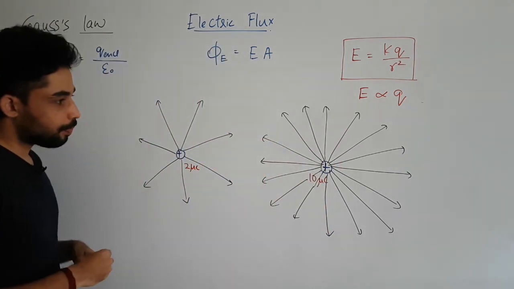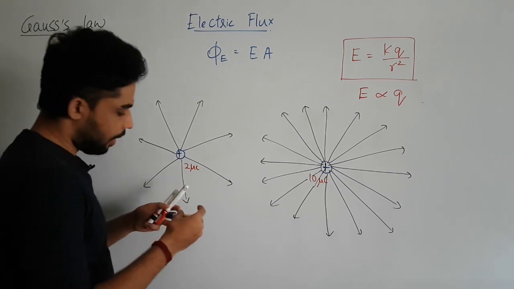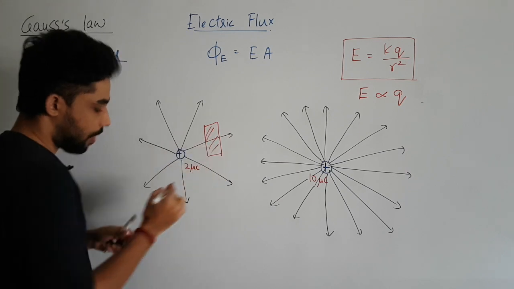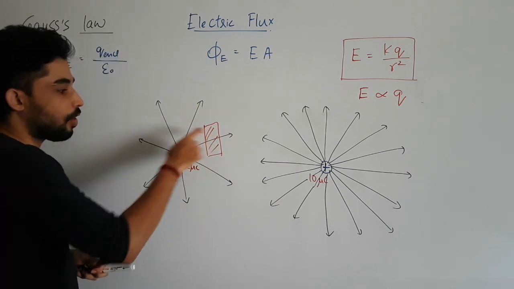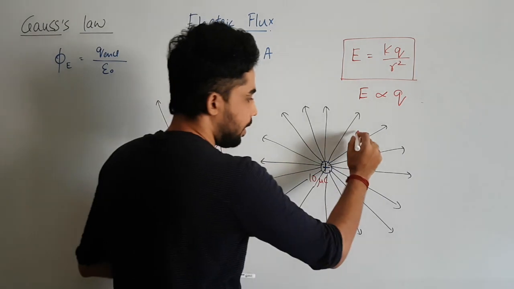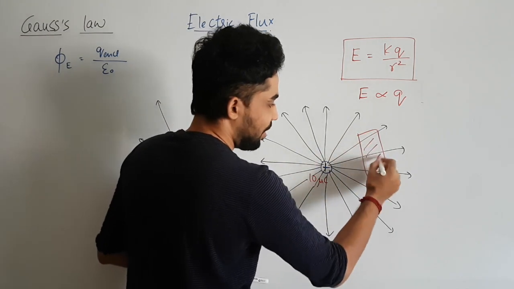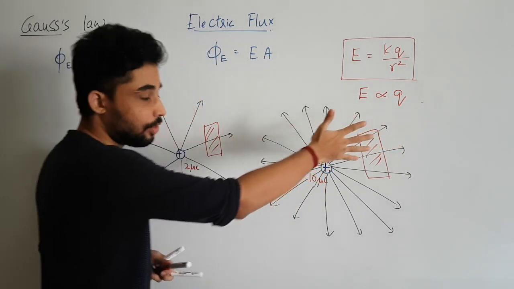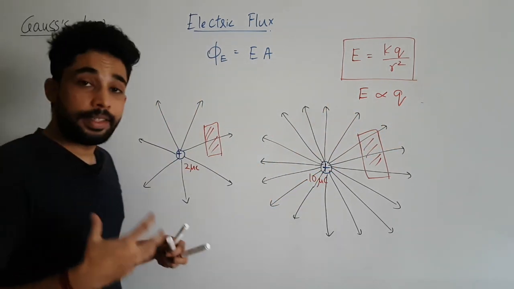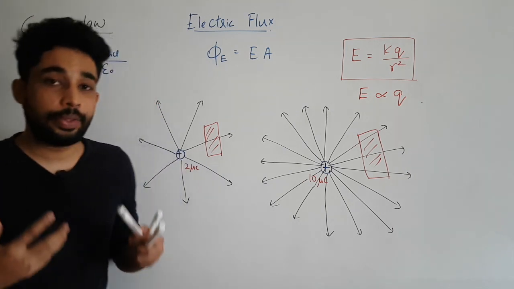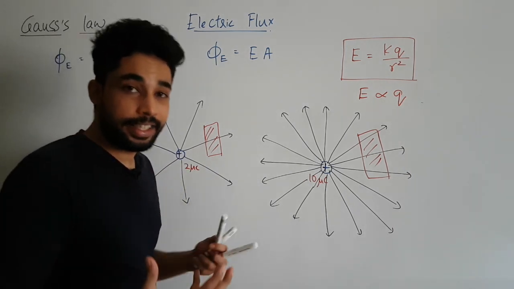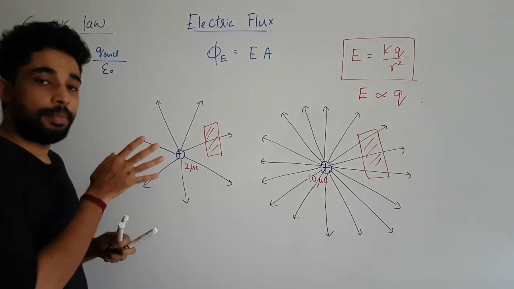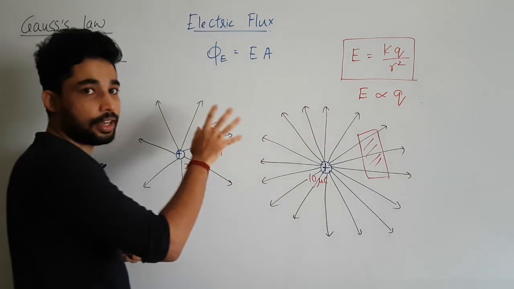Now that being said, if I consider an area like this, as you can see, there's only one field line crossing the area. But the same area if I consider here, it is clear that more field lines, that is 3 field lines, are going across. Which means that the electric flux should be proportional to the electric field or electric field intensity at a point, because if the electric field strength is more, then there will be more field lines going across that area.